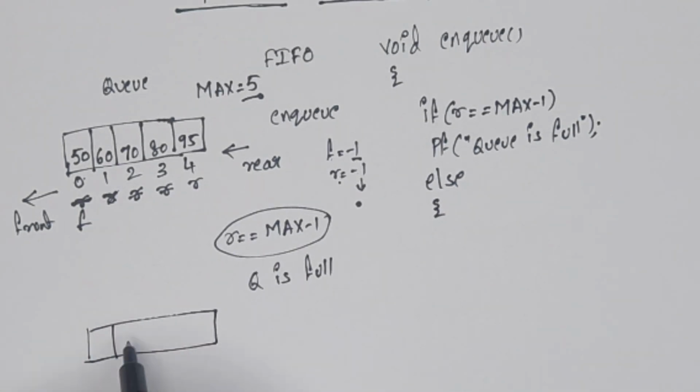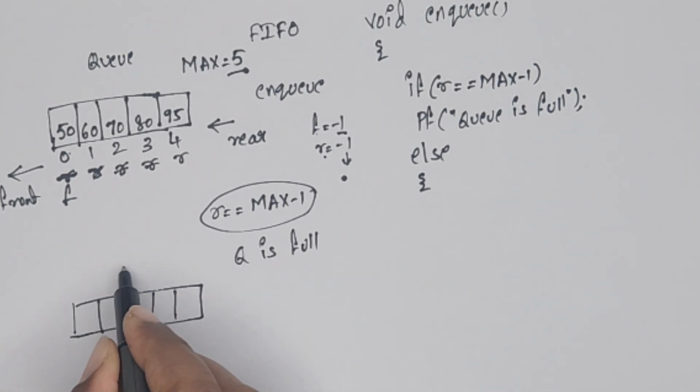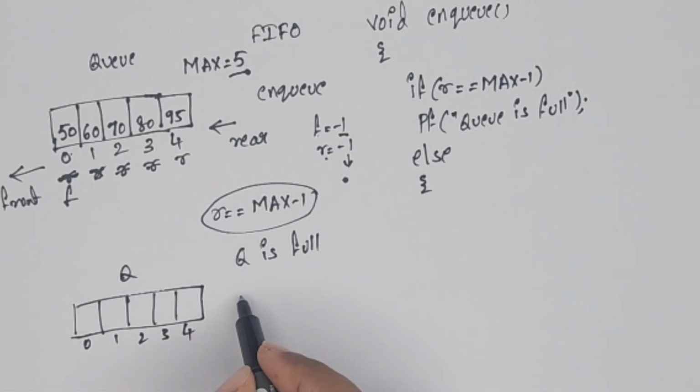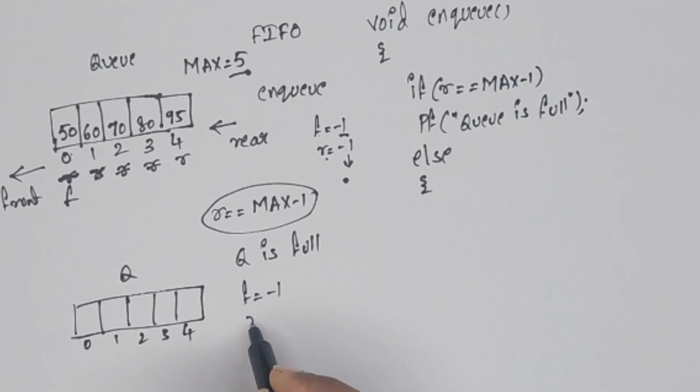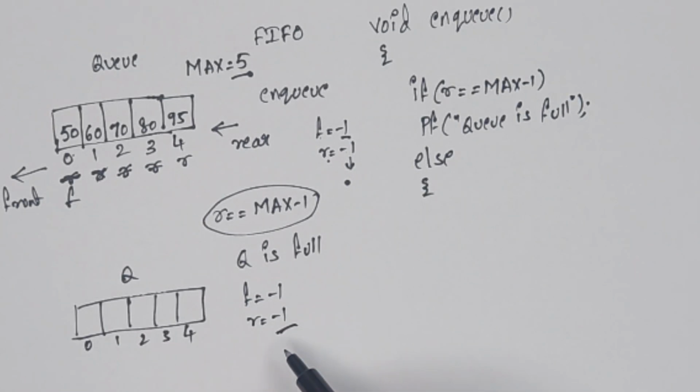We'll take one more queue. Okay. The name of this array is Q only. Index starts with 0. Okay. Fine. Now, initially what is front? Minus 1. Rear is also minus 1. Now, is rear maximum minus 1? No, it is minus 1. So, we can insert the element.